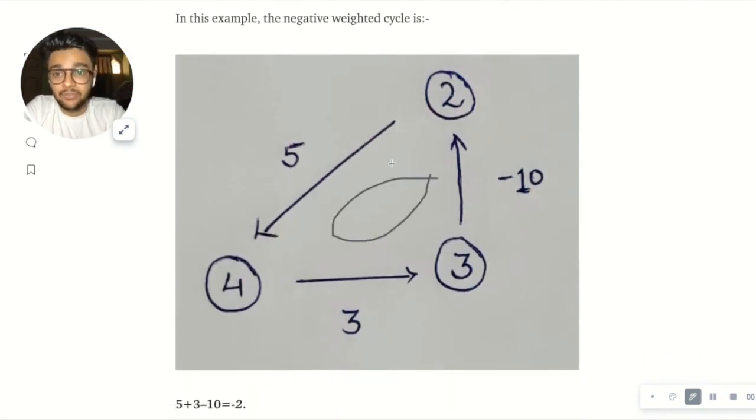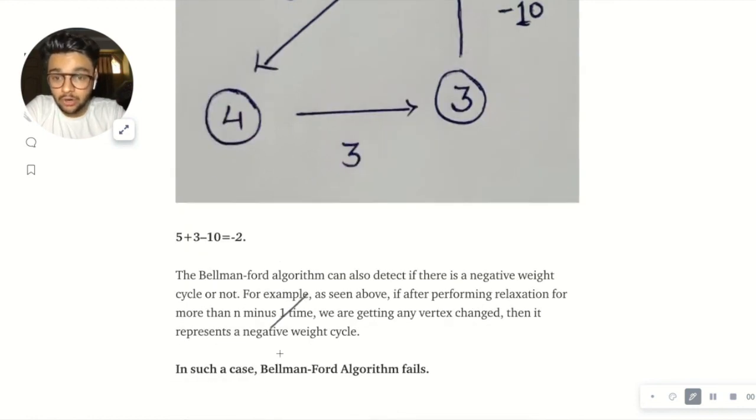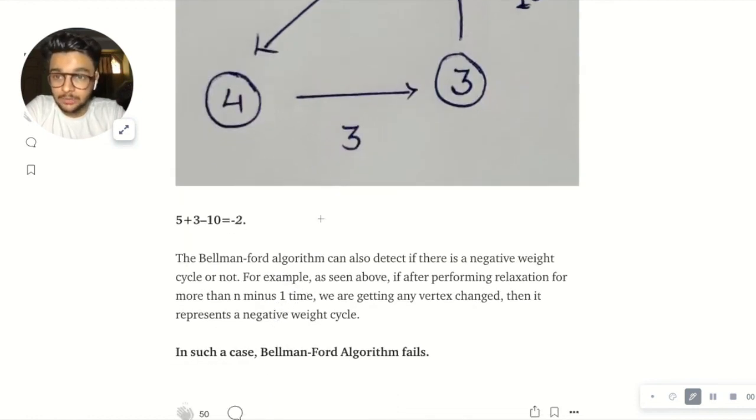In this case, there is a negative weight cycle. If we take the sum of 5 plus 3 minus 10, it would be minus 2. The Bellman-Ford algorithm does not work in this condition.